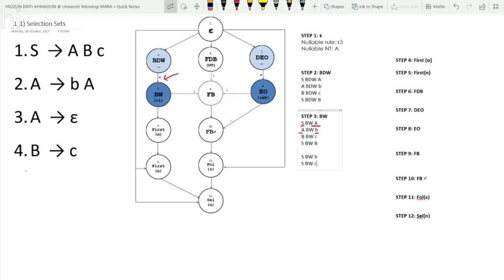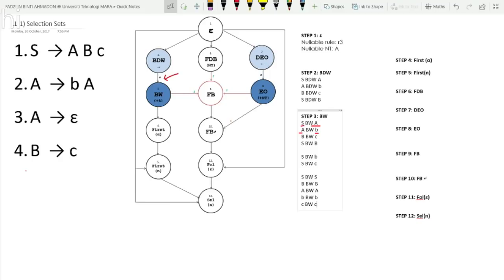And finally, for the third property, for all symbols in the list, the reflexive pair should be added. So I'm going to add S BW S, B BW B, A BW A. So make it a habit to list out the non-terminals first before you proceed to the terminals. We should also have small letter b BW small letter b, small letter c BW small letter c. Okay.